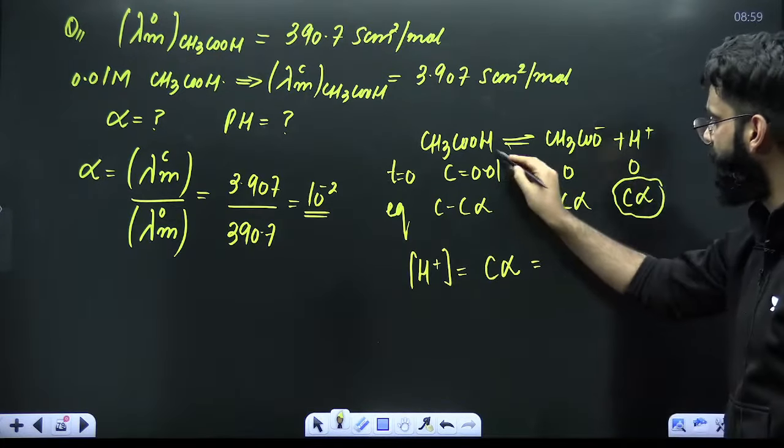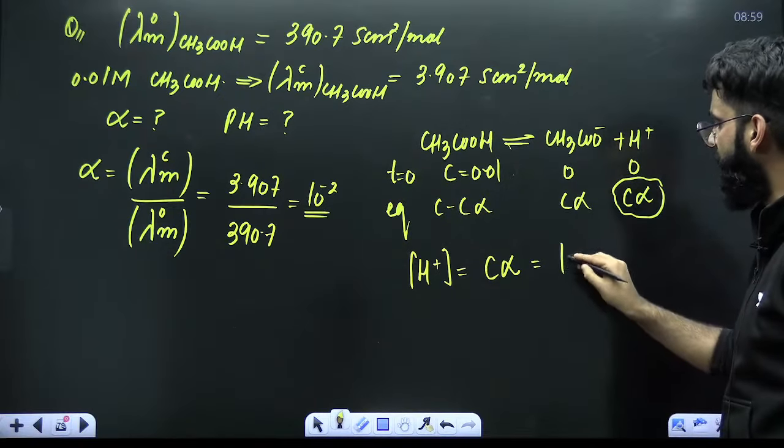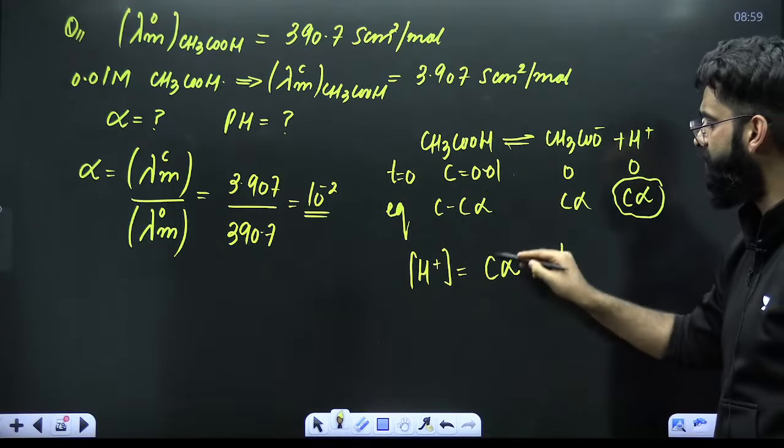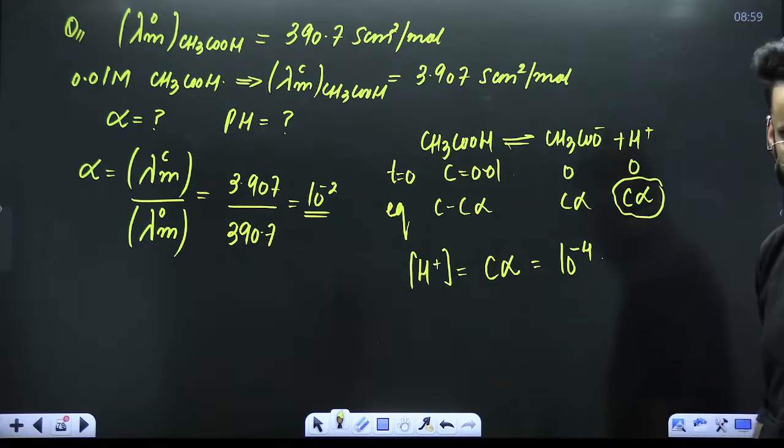C value already you know, that is 0.01. Alpha value you got, that is 0.01. So the value comes out to be 10 raised to the power minus 2. C alpha is 10 raised to the power minus 2, so this is 10 raised to the power minus 4. So you got the H positive concentration.